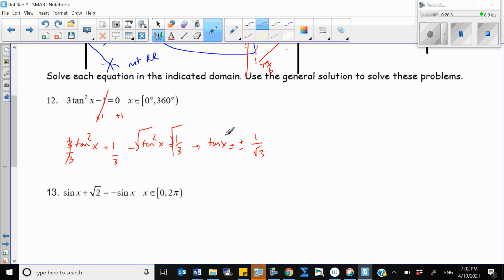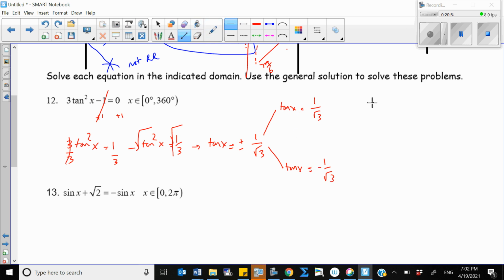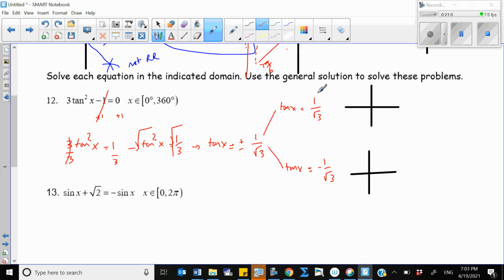Now we need to solve for x. This was just the first step. Now I need to solve for x. I have two equations. One of them is tangent of x equal to 1 over radical 3. The other one is tangent of x equal to negative 1 over radical 3. And we need to solve for x. For each of these, I'm going to draw a separate coordinate plane and try to solve them.